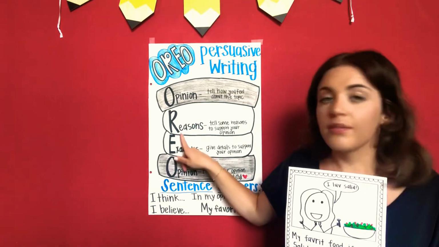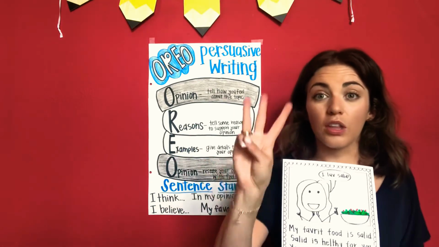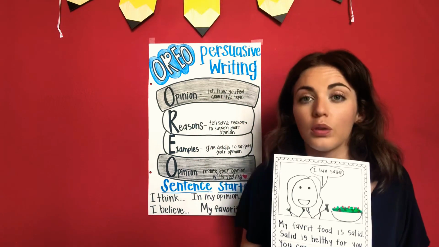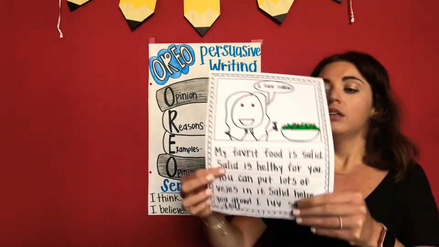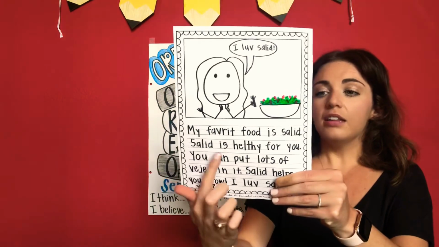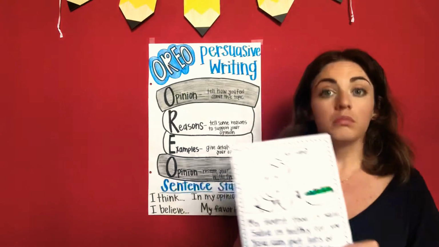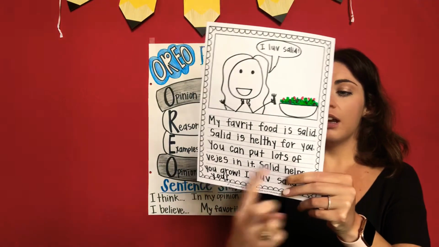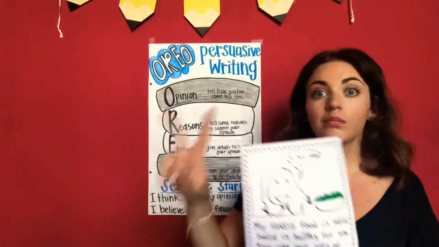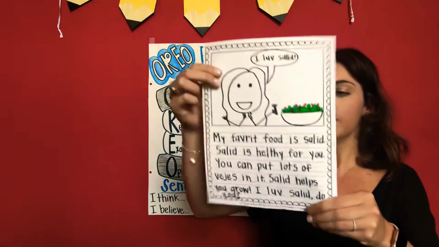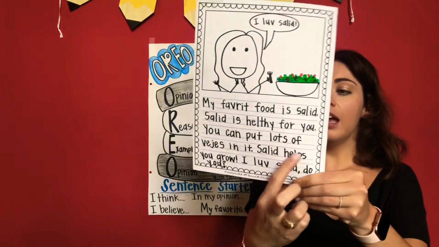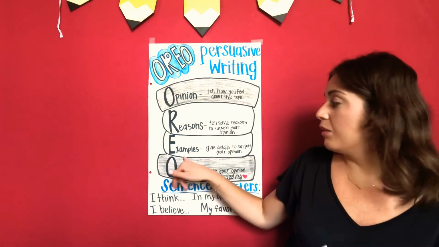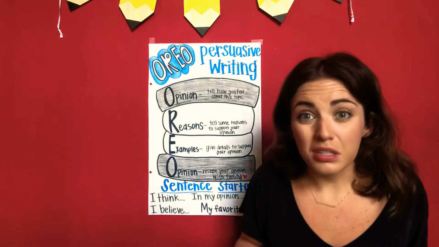So then next I have to give you reasons. And remember, we're giving 3 reasons. How many reasons? 3. 3 reasons why it's your favorite food. So after that, Miss Lorman said, salad is healthy for you. So that's one reason. You can put lots of veggies in it. That's Miss Lorman's second reason. And then I said, salad helps you grow. So that's 3 reasons.